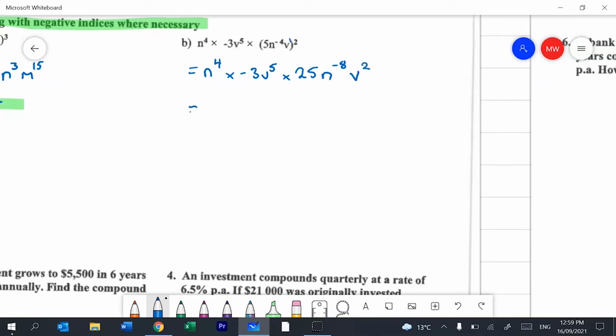And now what I'll do is I'll start cleaning it up. Let's go with the numbers first. So we've got 1s, and then we've got a minus 3 and a 25 there. So minus 3 times 25 makes minus 75. And I've got n's. Let's do those ones next. I've got 4 minus 8 makes minus 4. And then I've got v's. I've got 5 plus 2 makes 7. And that's my final answer. So we're just running across the row, tidying up the numbers, and then collecting up the indices, just using law number 1.